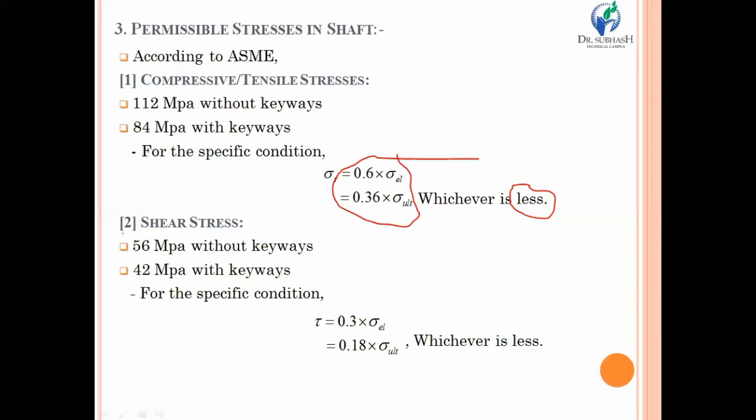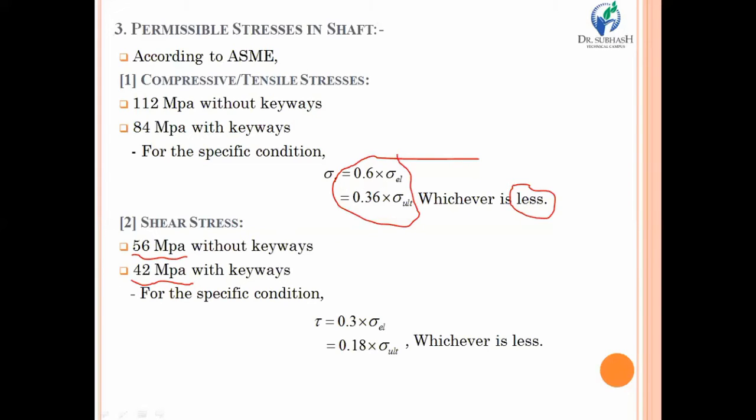Now, the second type of stress that has a very vital role while designing the shaft is shear stress. Suppose you are using a shaft without keyway. At that time, the permissible shear stress should be taken as 56 megapascal, and if you have a shaft which has a keyway slot, the permissible shear stress should be taken as 42 megapascal.